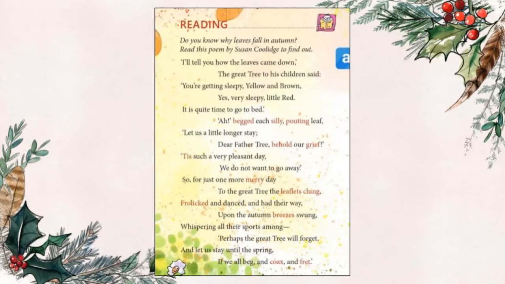The great tree to his children said, "You're getting sleepy, yellow and brown. Yes, very sleepy, little red. It is quite time to go to bed." "Ha!" begged each silly pouting leaf. "Let us a little longer stay, dear Father Tree. Behold our grief. 'Tis such a very pleasant day. We do not want to go away."